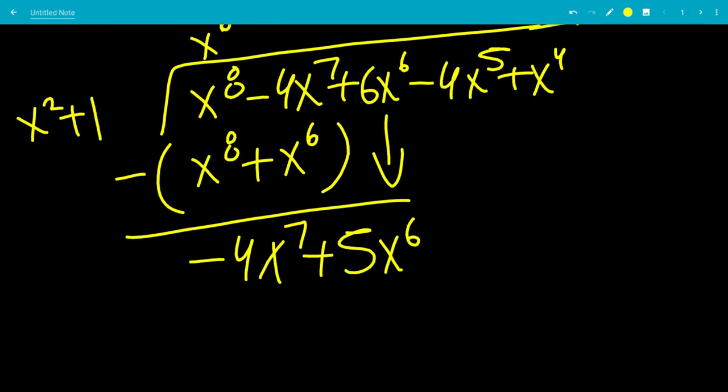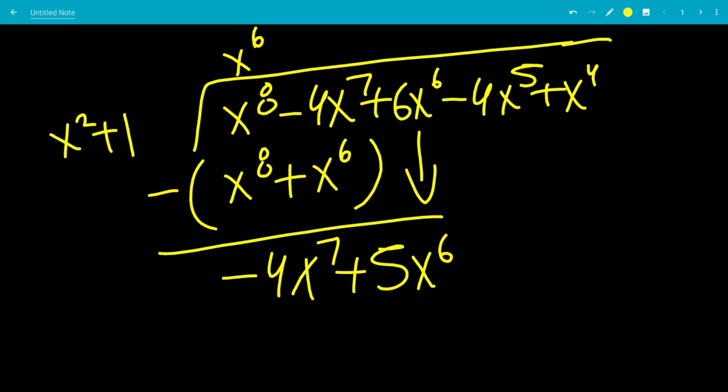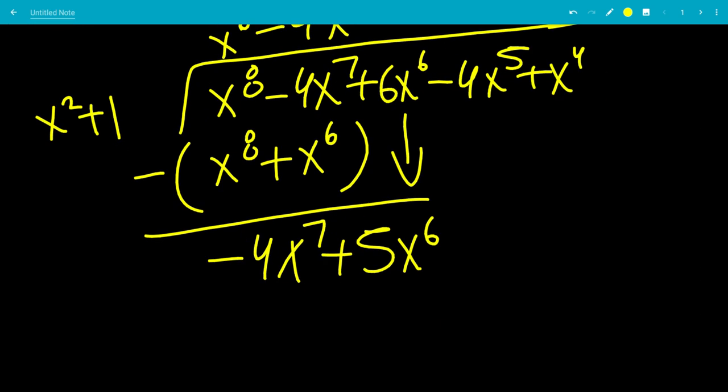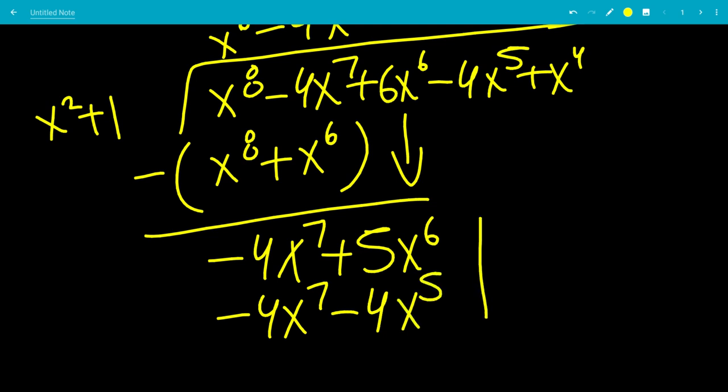Okay. So now we look at x squared plus 1 and negative 4x to the 7th. We have to multiply this by negative 4x to the 5th to get negative 4x to the 7th. Rewrite that, so multiply that back into x squared plus 1. That would be minus 4x to the 7th minus 4x to the 5th. We'll bring this minus 4x to the 5th down. So we subtract, and negative negative will be positive 4x to the 5th, and negative 4x to the 5th, that will cancel.